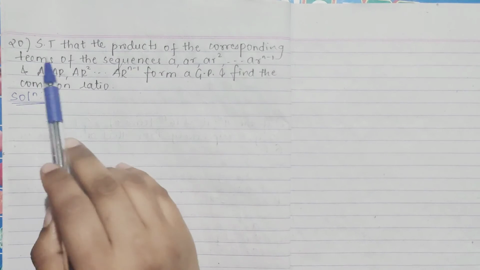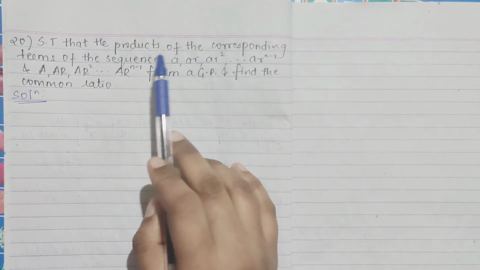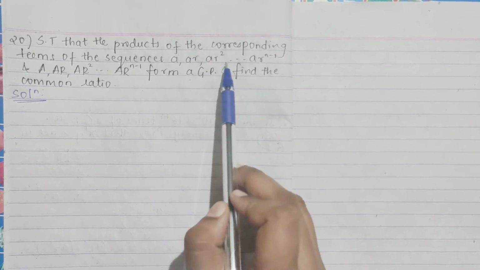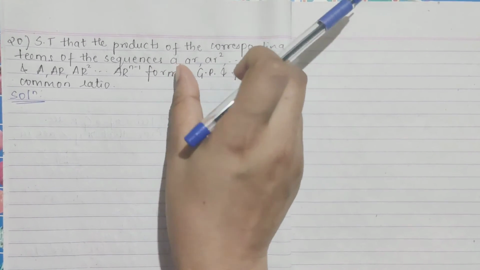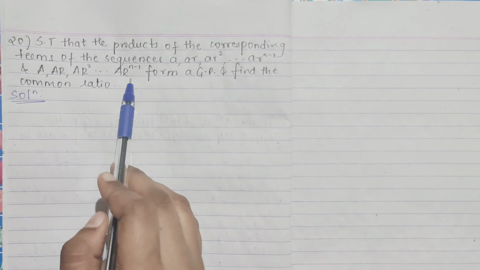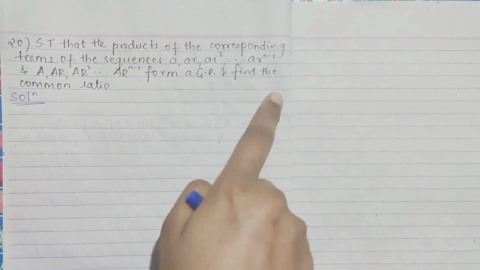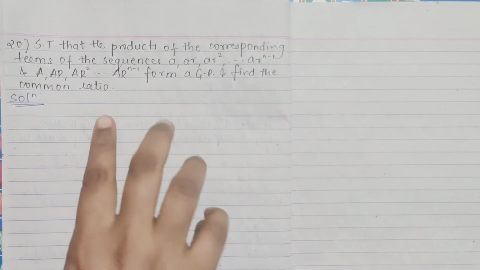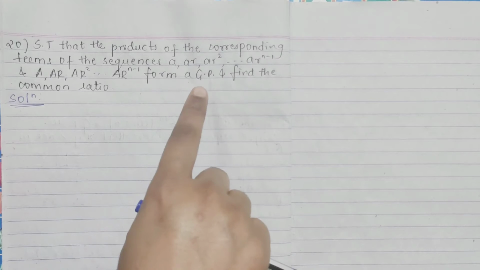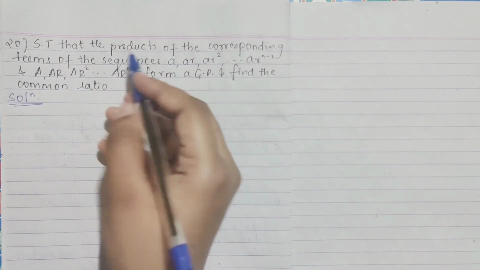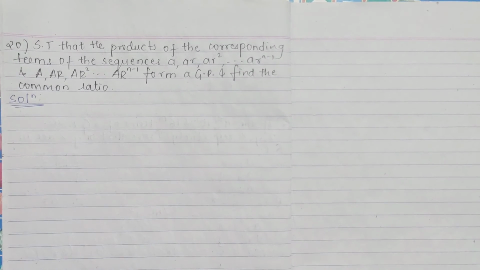Next question, 20th. Show that the products of the corresponding terms of the sequences A, AR, AR square and so on up to AR n minus 1, it is one sequence, and capital A, capital AR, capital AR square and so on up to capital AR n minus 1, form a GP and find the common ratio. Means two sequences they have given, and they form a GP. You have to make it in the form of GP and find its common ratio. So first we will write down the sequences.